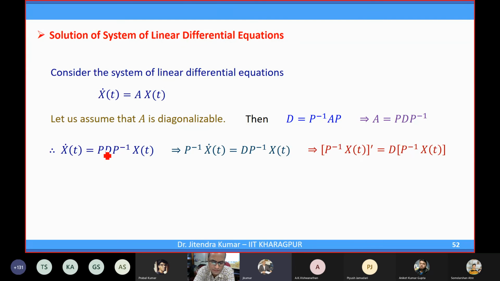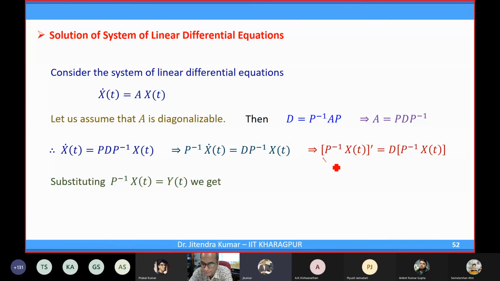I hope this is clear. So we started with our system of linear equations, then multiplied both sides by P inverse, and this is the result. And we have clubbed this P inverse x'(t) and it is equal to D P inverse x(t). So this P inverse x(t) is a new variable you can set here. P inverse is a matrix and x(t) is a vector, and the multiplication will again be a vector. So this y(t) is a vector.